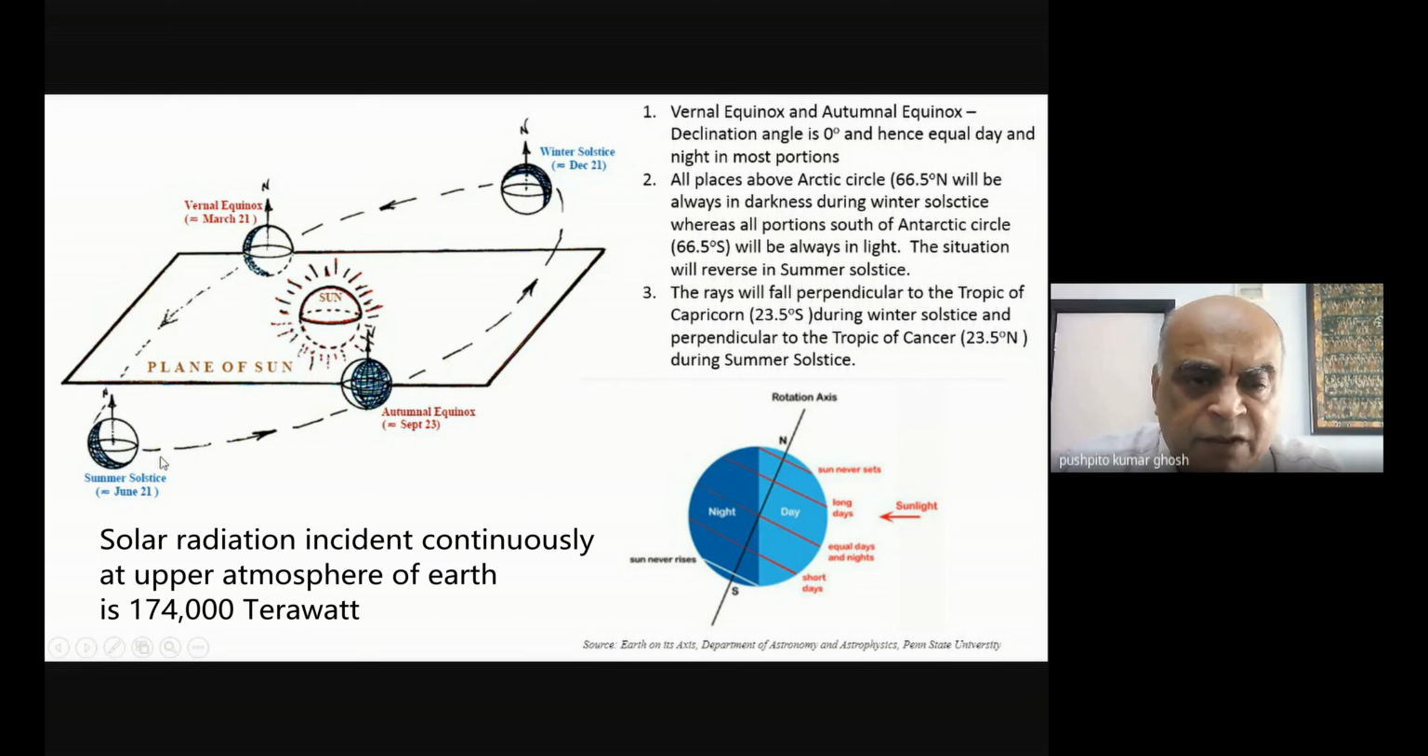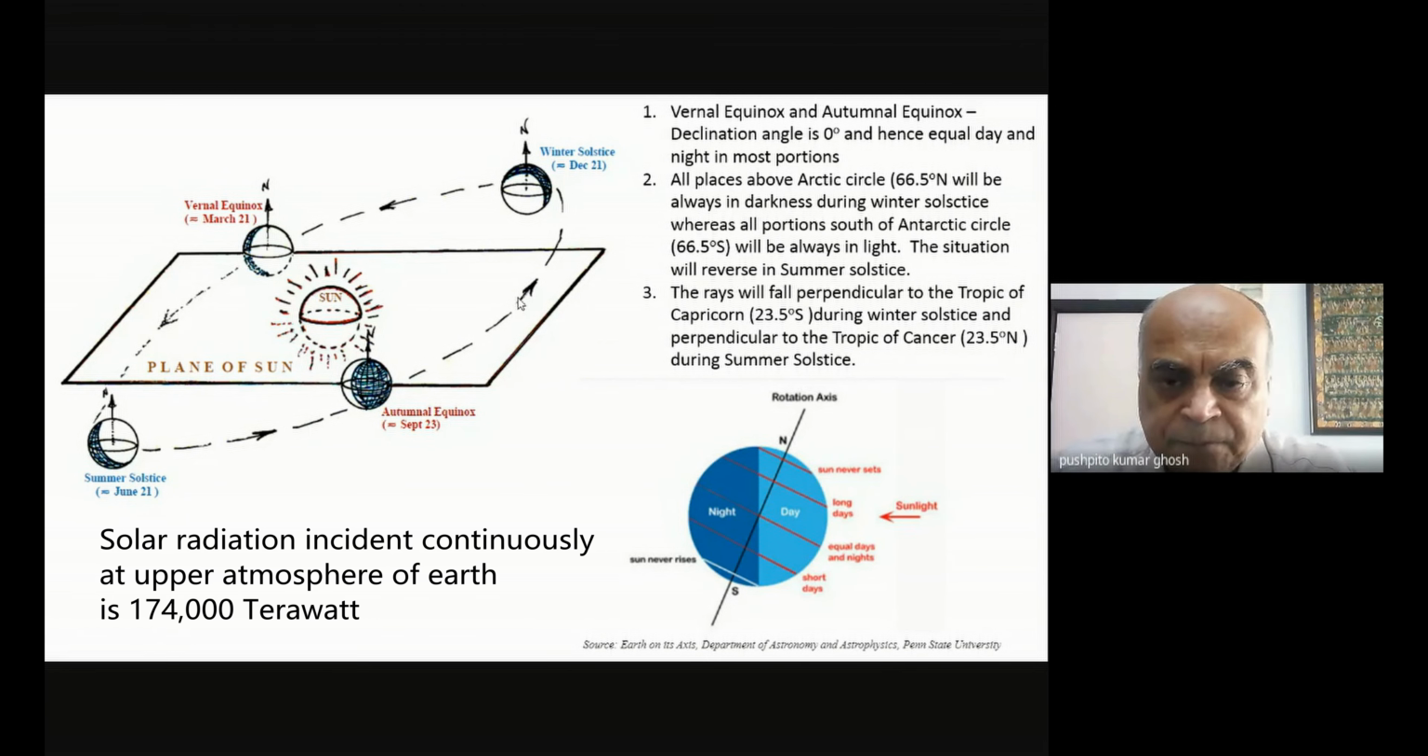So effectively, as it is moving, there are two situations where this plane is intersecting with the plane of the Sun. The plane of the Sun and the plane of the Earth are intersecting at two points, and these are what we refer to as the equinox. One is the vernal equinox, which is March 21st, and another is the autumnal equinox, which is September 23rd. Now, what happens at the equinox?